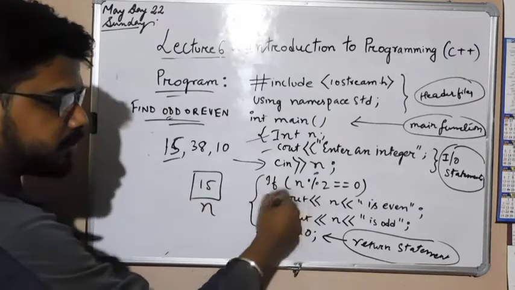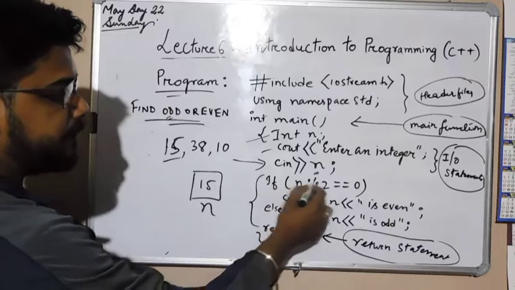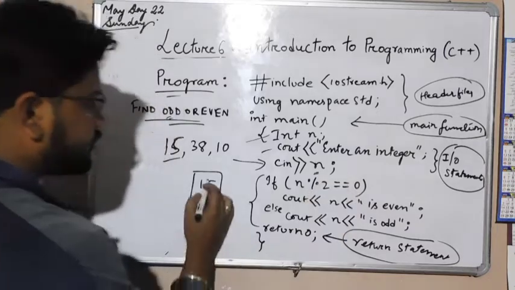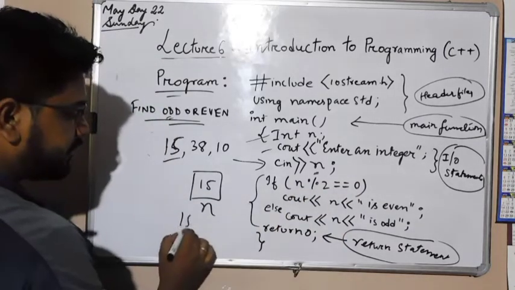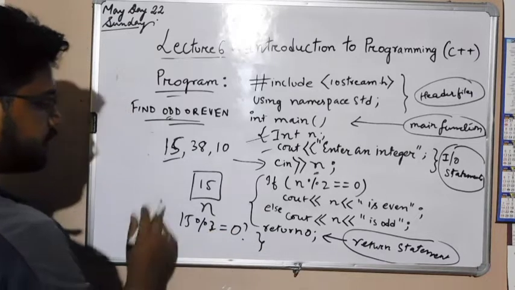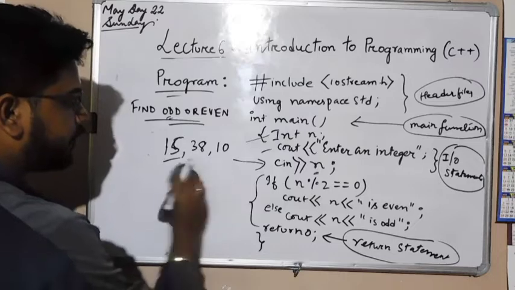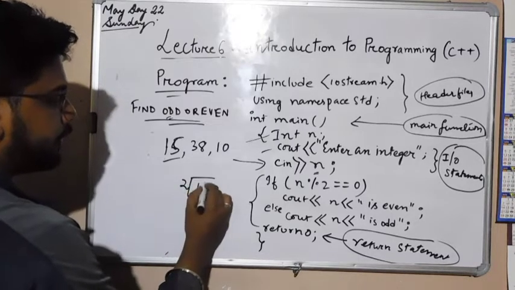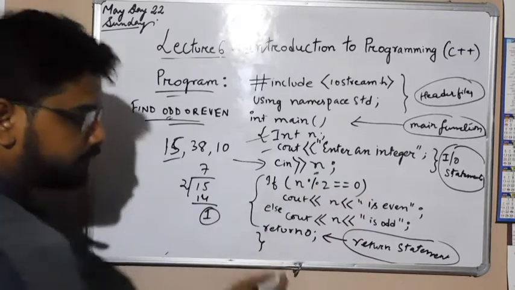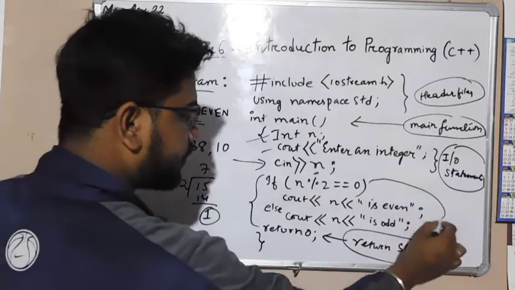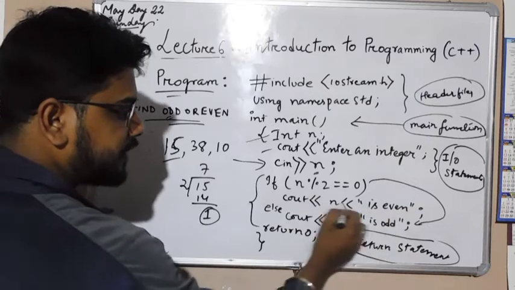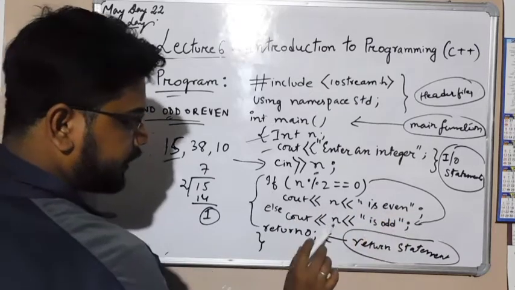Now coming to the process: if n mod 2 equal to 0, let us check, is 15 mod 2 equal to 0? Does it give 0 or not? Dividing 15 by 2, 2 sevens are 14, the remainder is 1. Is the remainder equal to 0? No. That means the control goes to the else part. If it were satisfied, then "it is even" would get displayed.